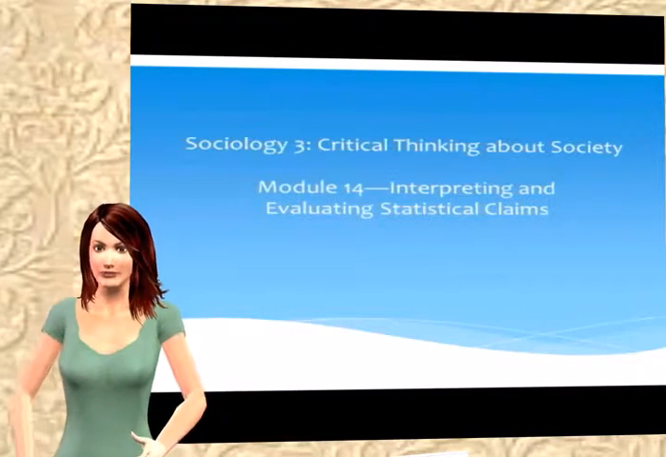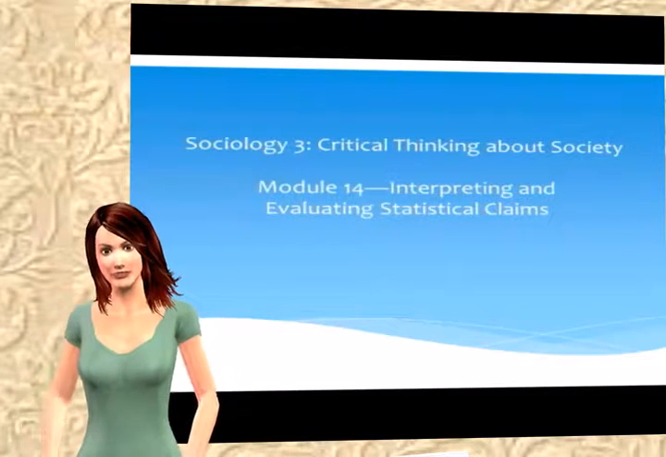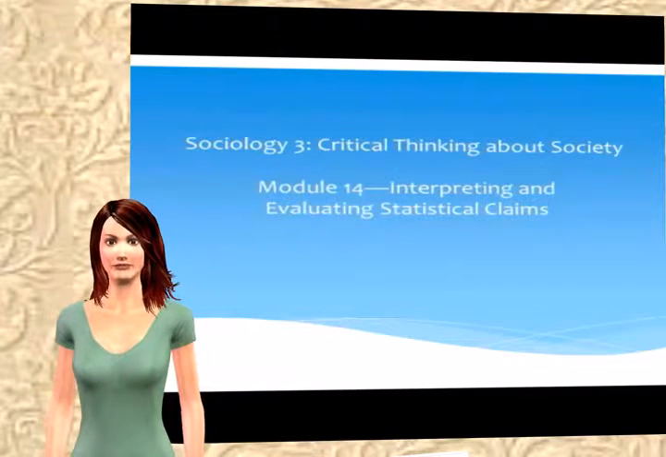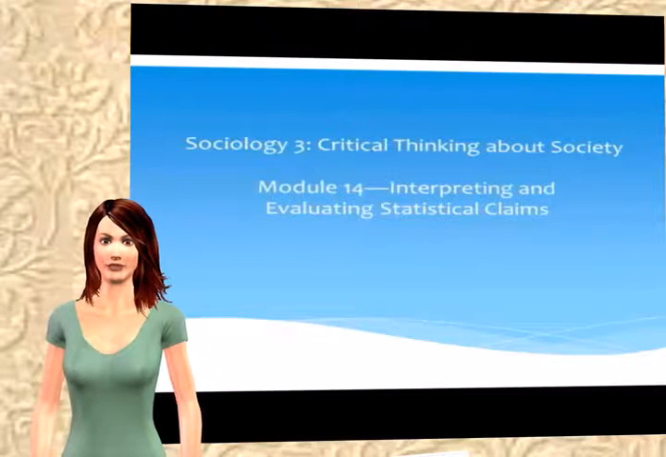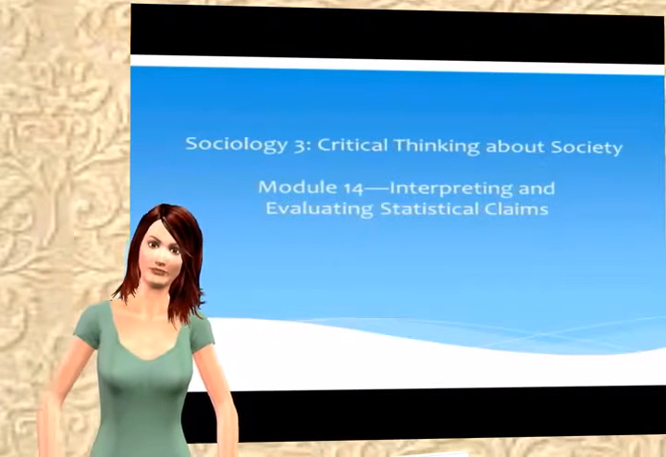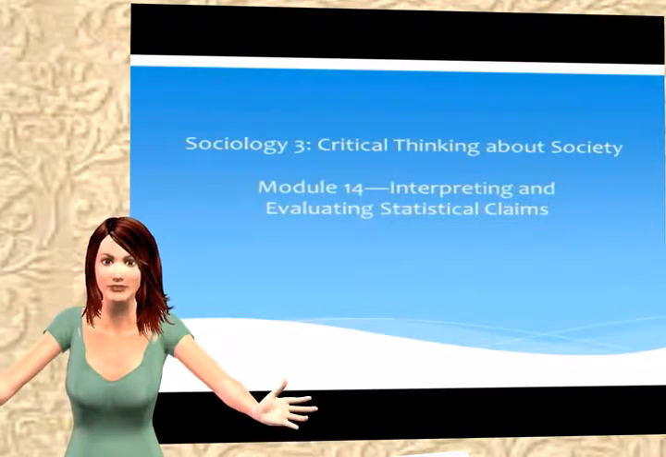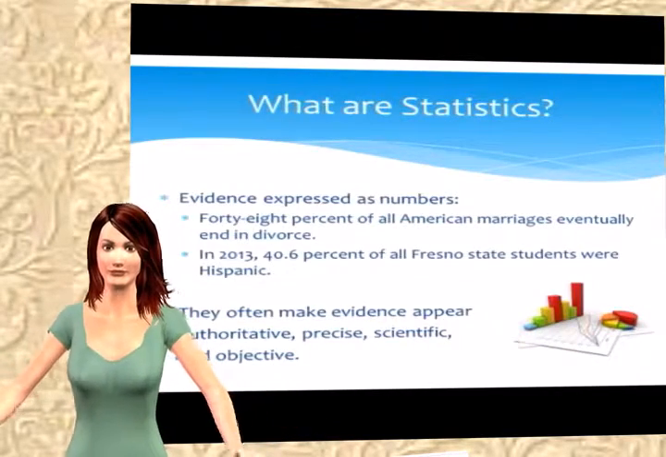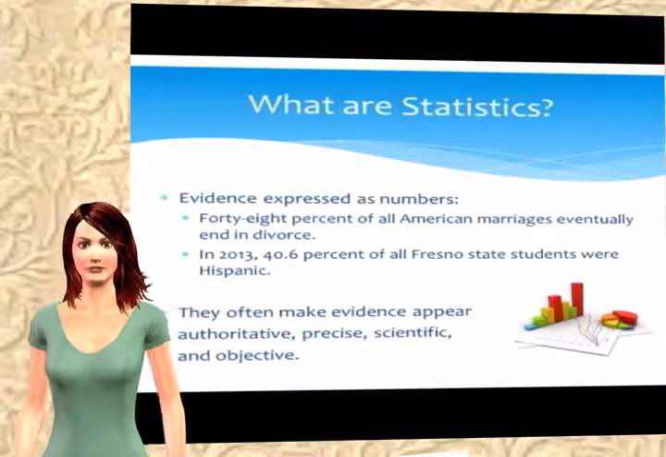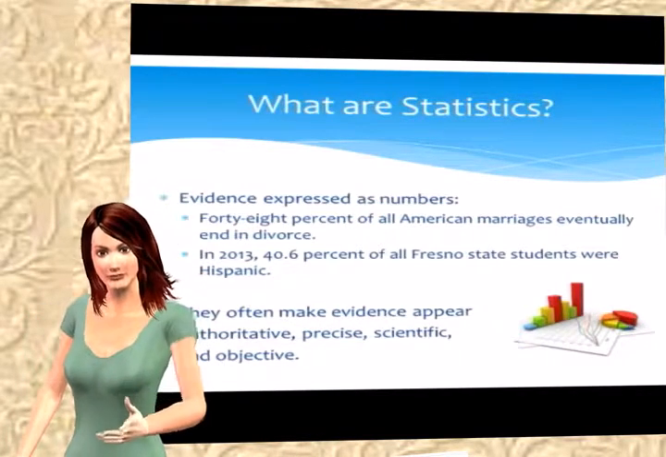In the last module, we focused on interpreting and evaluating causal claims. This week, we're going to look specifically at when authors use statistics as a form of evidence. How can we critically interpret and evaluate statistical evidence? So first, let's get clear what statistics actually are.